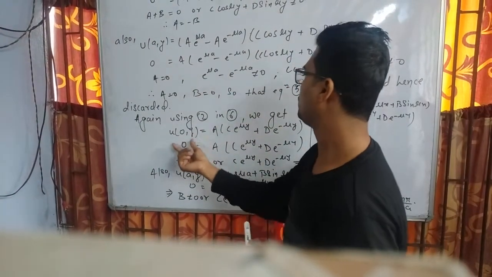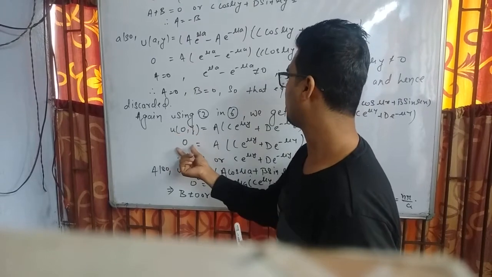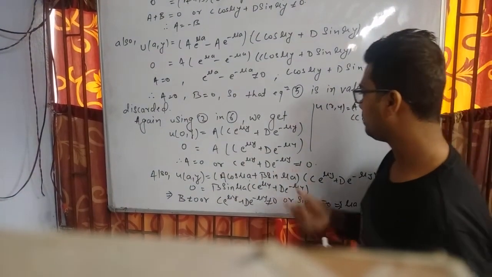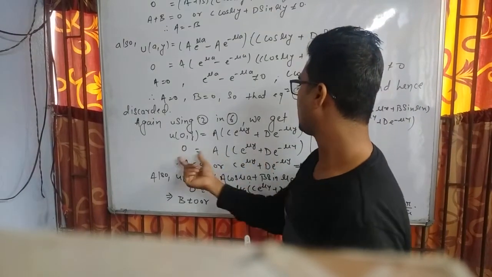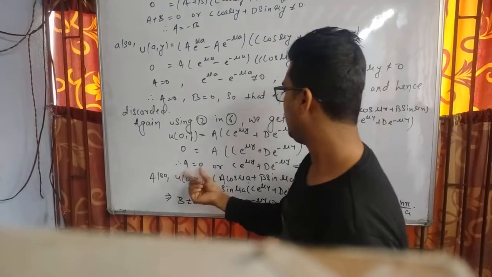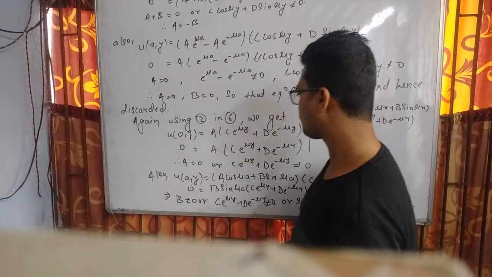we'll put the value of u(0,y) equal to 0, and we get a into (c e to the power μy plus d e to the power minus μy). These two products again give 0, so either a is equal to 0 or this, and this can't be 0 again, so a is equal to 0.